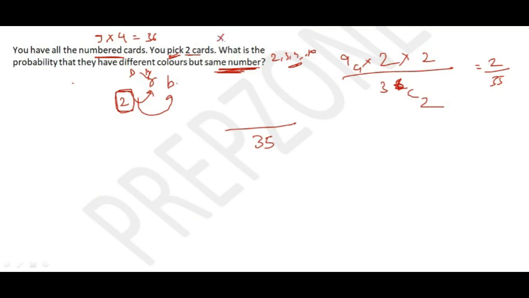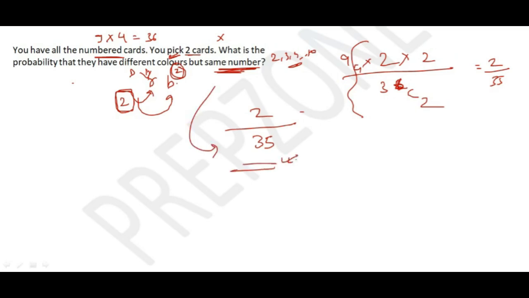Now, in terms of numbers, for example, you have chosen, say, 2 as the number. The next card will have two options. For example, you have already chosen 2 of red. So for the second card, you will have 2 options, because in black it could be either from club or spade. So I have 2 options as the favorable. Even without doing all of this, I can directly write the answer as 2 by 35.